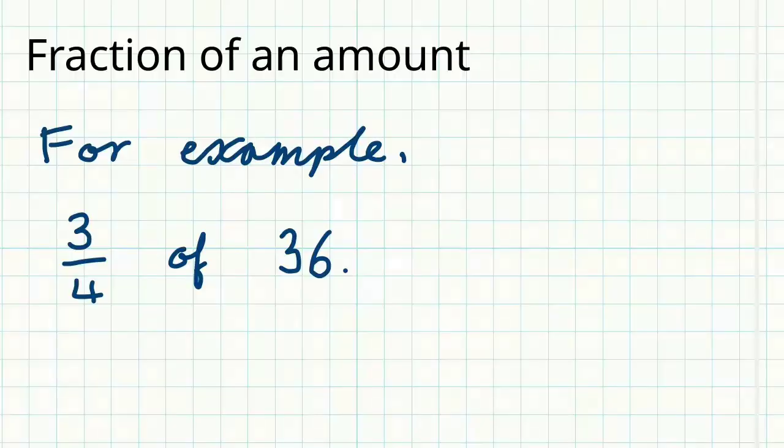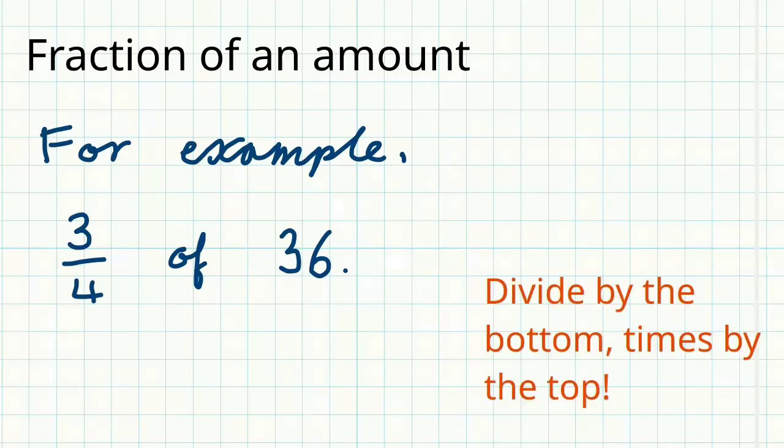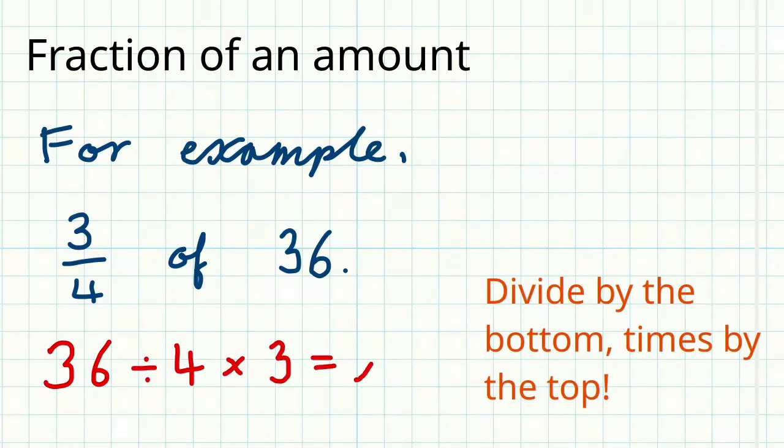We could also have a fraction of an amount. So 3/4 isn't just necessarily 3 parts out of 4, it could be 3/4 of a number, in this case 36. So to do this, we remember you divide by the bottom and you multiply by the top. So here we take 36 divided by 4, the denominator, and then we multiply by 3, the numerator. That gives us 9 times 3, which is 27.